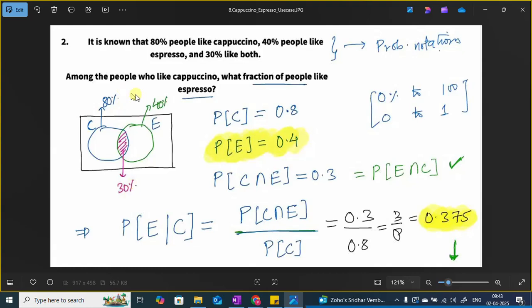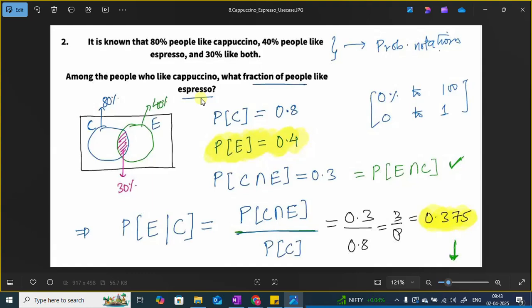Now, among the people who like cappuccino, what fraction of people like espresso? It's the same as the previous problem statement, because I'm going step by step, a little bit in depth. So I'm not trying to switch immediately, otherwise it will go over your head. So I'll correlate to the previous problem statement. I'll make it harder and harder while showing my different use cases.